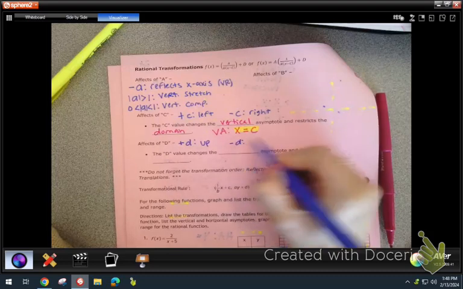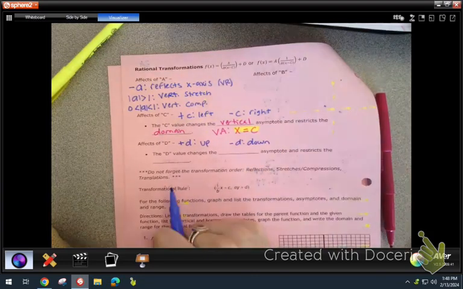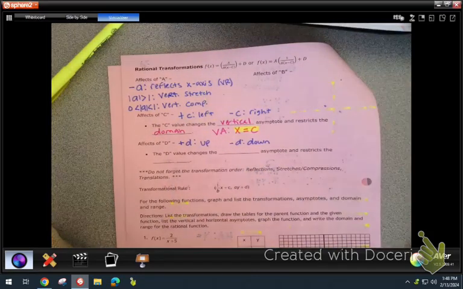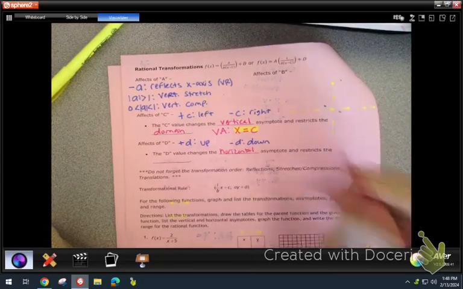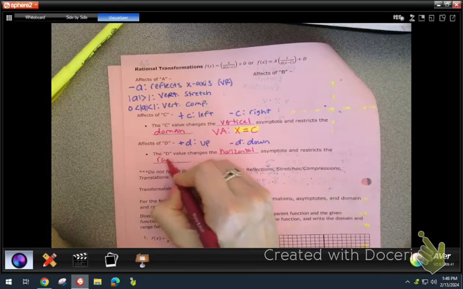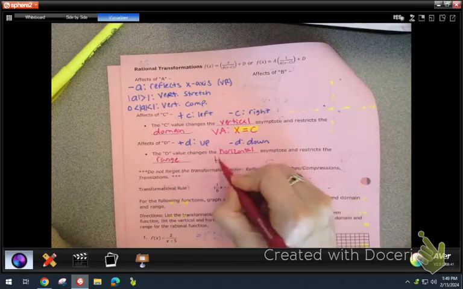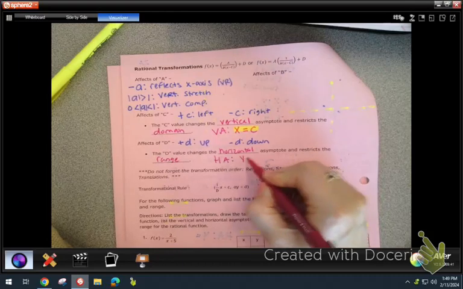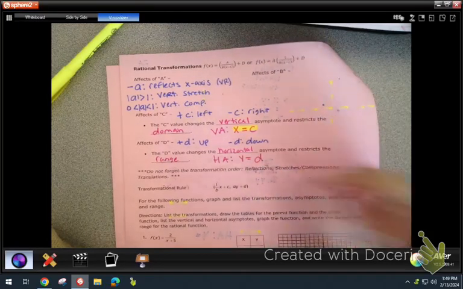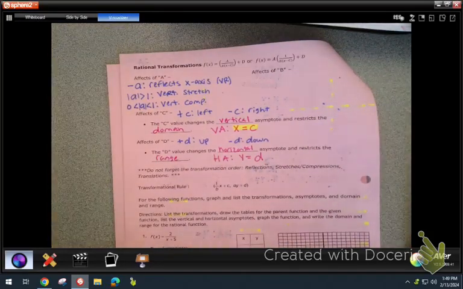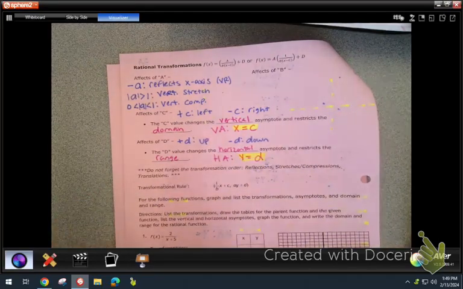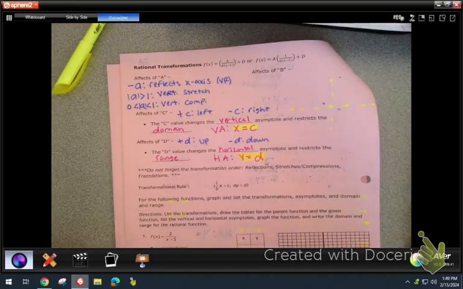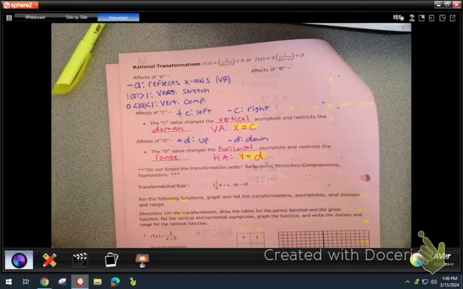If it's minus, that means your graph goes down. This value is going to change your horizontal asymptote, and it will restrict the range. Again, shortcut for you, your HA is y equals whatever number that is. So again, when you're in transformational land, which we're really only going to be in today, okay? Next class we won't be in transformational land. But you should be able to see those asymptotes just in the equation.